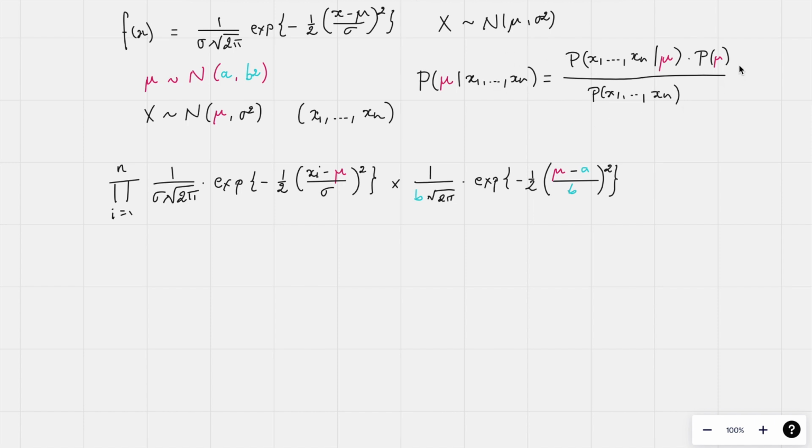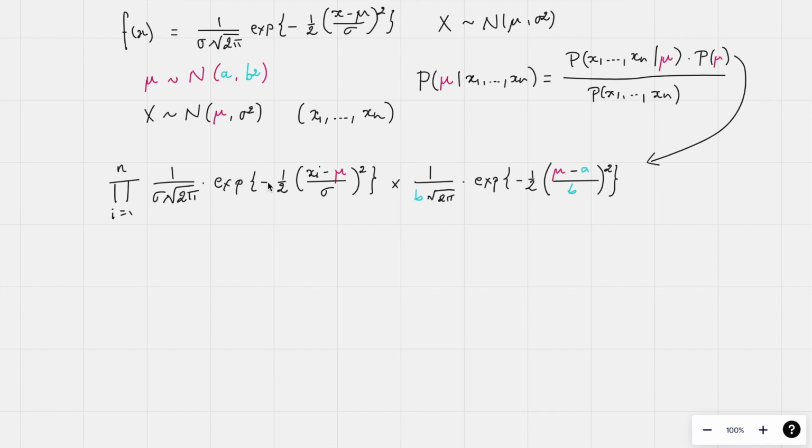So just to make it clear, this is just the numerator. The denominator, we're not going to compute it. What we're going to do instead is find another expression for this numerator where we will see that mu has a Gaussian distribution. And once we have observed that this has a Gaussian distribution, we will not need to compute the denominator. We will just need to know the two parameters of the new Gaussian distribution that mu follows once x1 to xn have been observed.